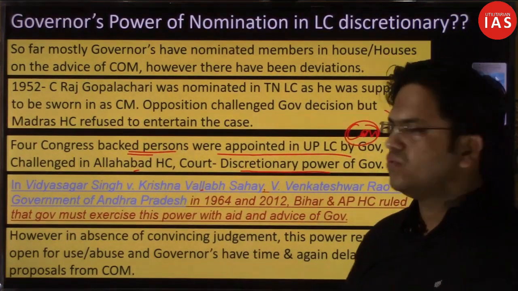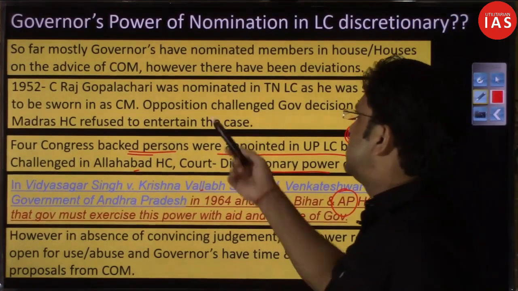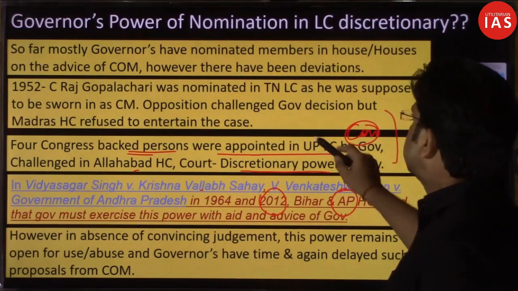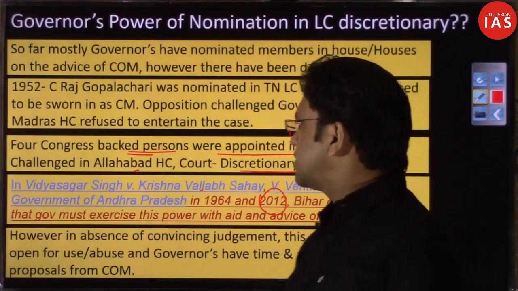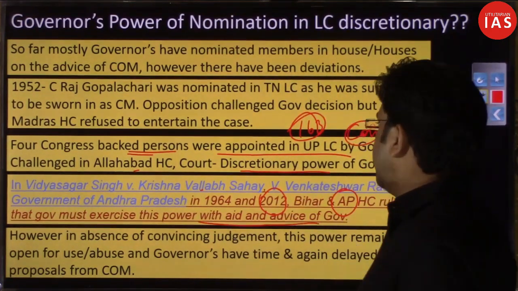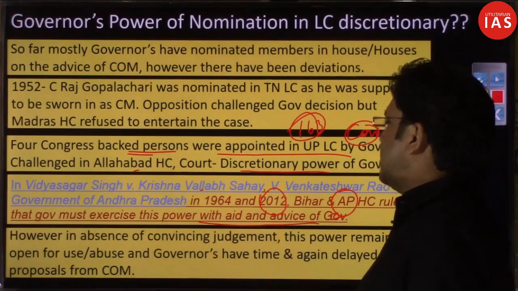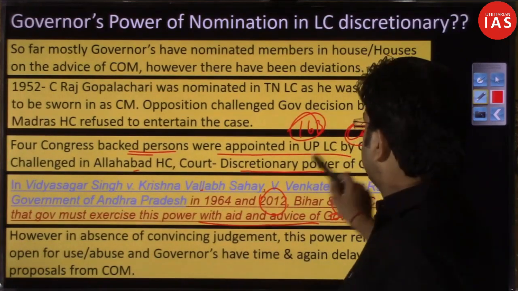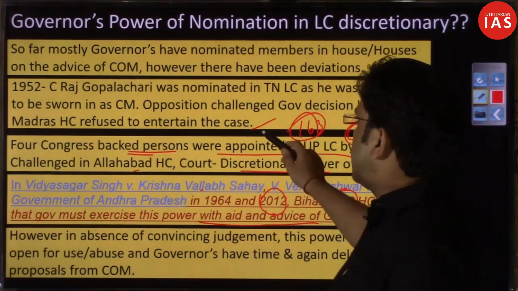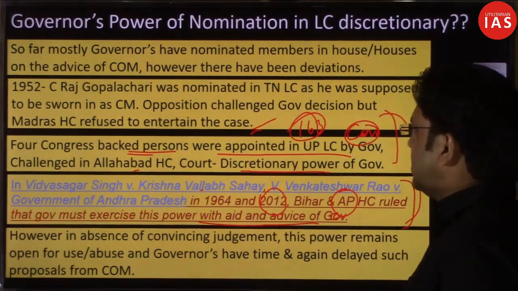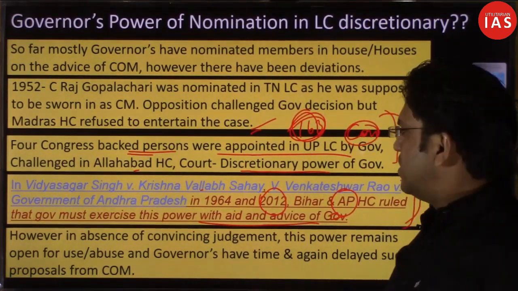But in 1964 and 2012, that is a recent case, the Andhra Pradesh High Court has said that no, this is not a discretionary power. The Governor, while exercising this power, must take care of the guideline mentioned in Article 163, and he should act with the aid and advice of the Council of Ministers. So again, there are various high courts saying that this power is discretionary, and a few high courts saying that it is not discretionary, and he should follow the advice as extended in Article 163.